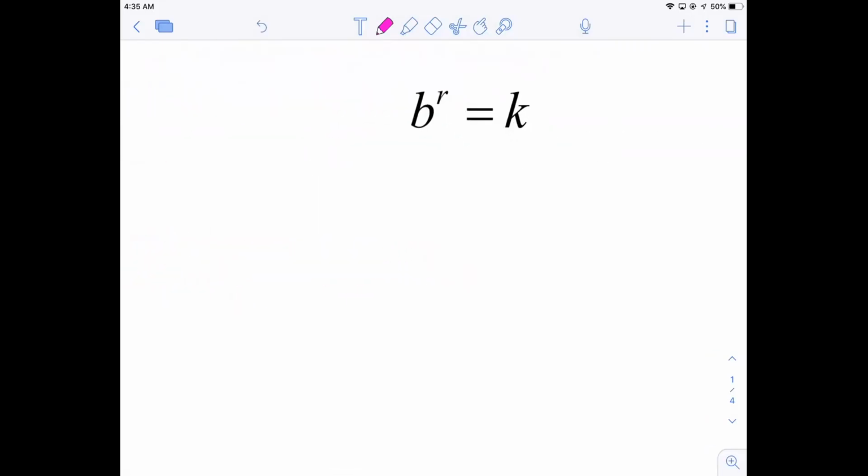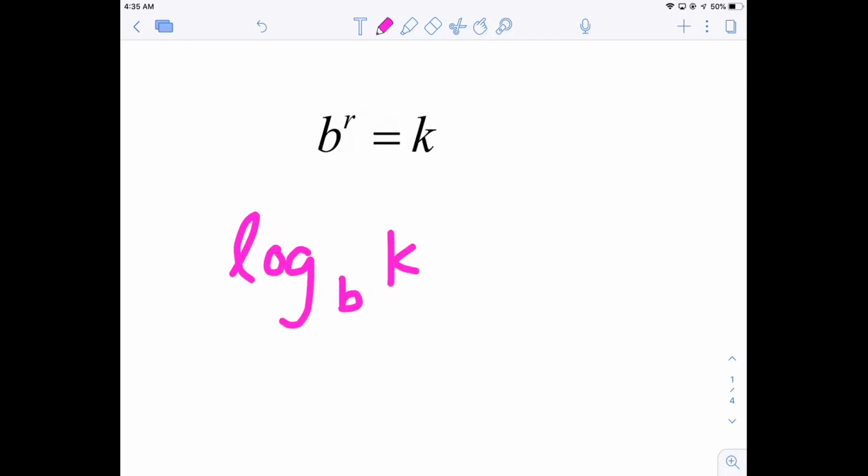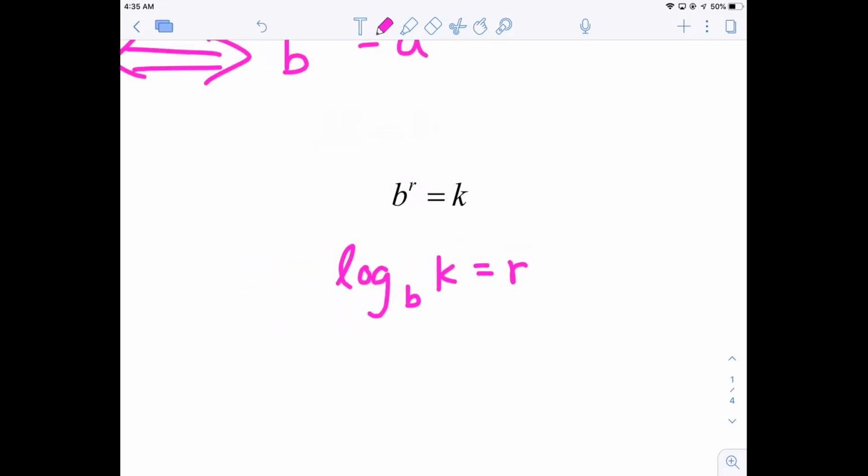And in log form, we can make our general case: log base b of k is equal to our exponent or power r.